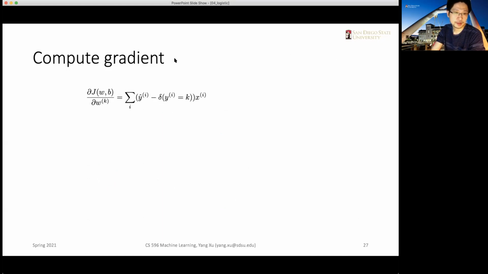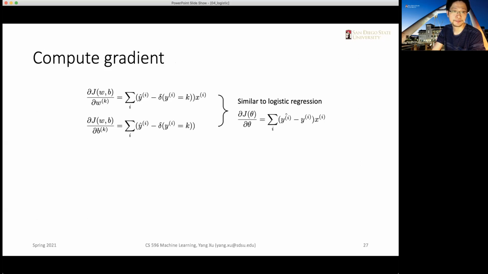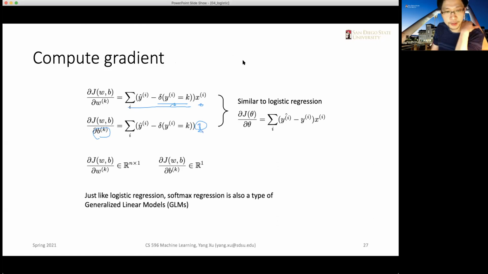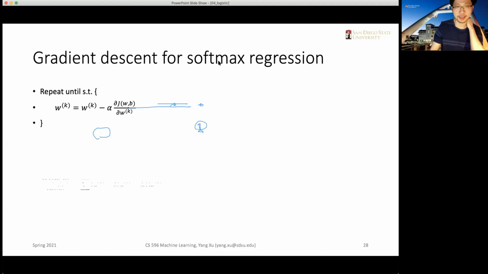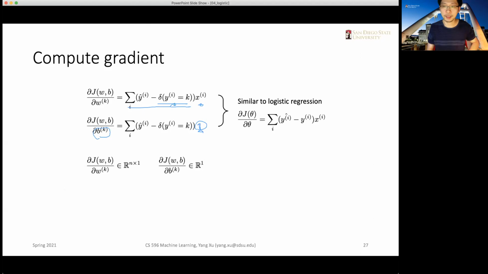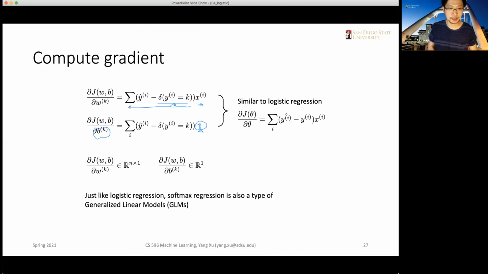For the gradients, it's basically the same form as logistic regression. It's just y hat minus this indicator function, times x_i. And for the gradients with respect to b, there's no x, or you can say that x is 1 here. All right, so these are some additional knowledge for the multi-class classification problem. It's basically built on top of the logistic regression model.